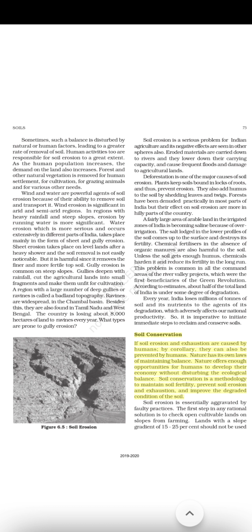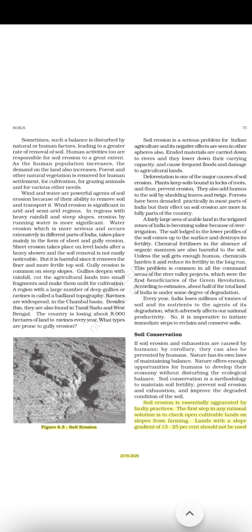Soil conservation. If soil erosion and exhaustion are caused by humans, by corollary, they can also be prevented by humans. Nature has its own laws of maintaining balance. Nature offers enough opportunities for humans to develop their economy without disturbing the ecological balance. Soil conservation is a methodology to maintain soil fertility, prevent soil erosion and exhaustion, and improve the degraded condition of the soil. Soil erosion is essentially aggravated by faulty practices.